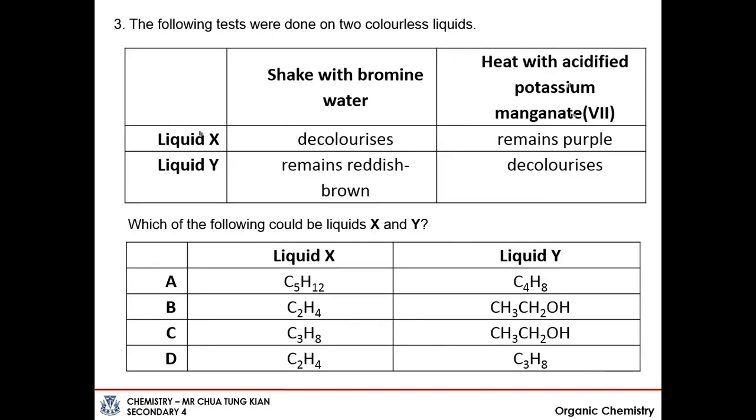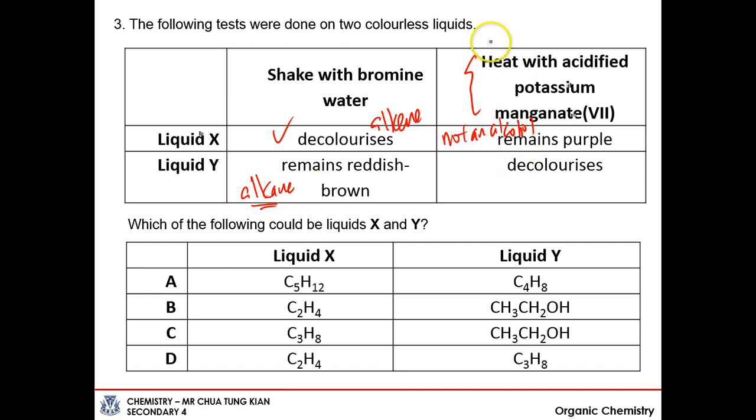The following tests were done on two colorless liquids. Shake with bromine water, decolorizes, it means this must be an alkene. Heat with acidified potassium manganate 7 remains purple in color. So if you recall what reactions you have learned before, this is for the oxidation of alcohols into carboxylic acids. So if it remains purple in color, liquid X is most likely not an alcohol. Liquid Y shaken with bromine water remains reddish brown, so this is an alkane most likely.